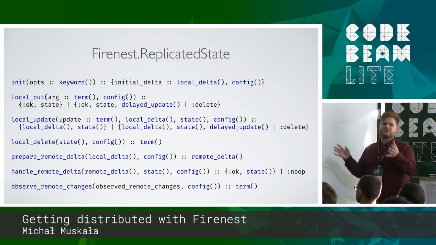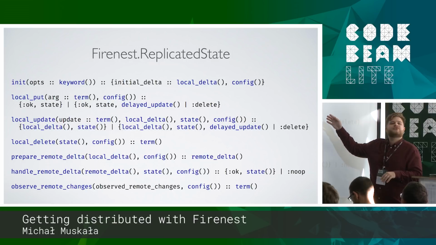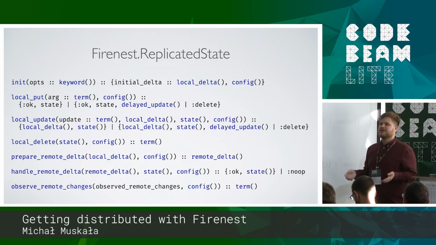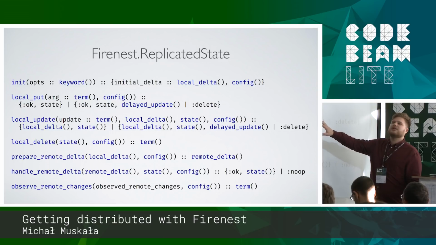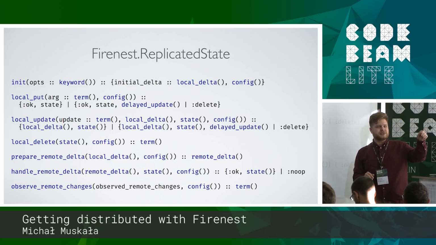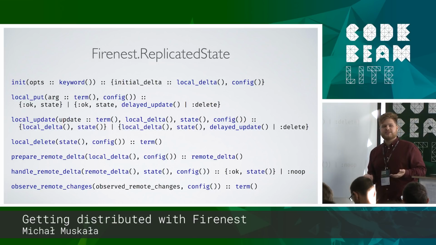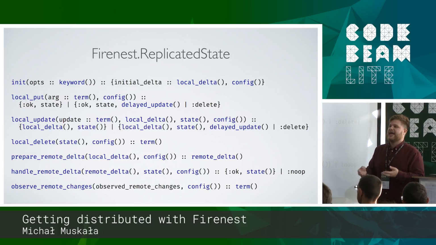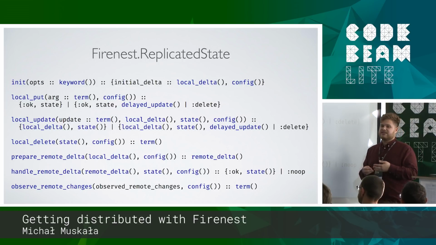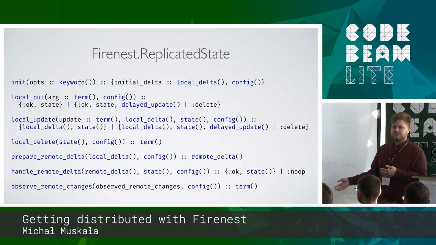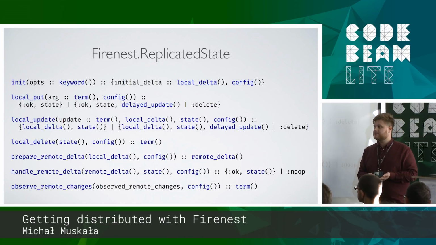But we have a couple of callbacks to deal with it, and there are two groups of them. First, there's the traditional init callback, where you establish some initial state. Then there are local callbacks. Whenever you call put, there's a local put that will be called on the server. Whenever you call delete, there's local delete, and whenever you call update, there's local update. Those callbacks are responsible for maintaining the current state, so the value for the node, and the delta that will be replicated to the remote servers by the mechanism.